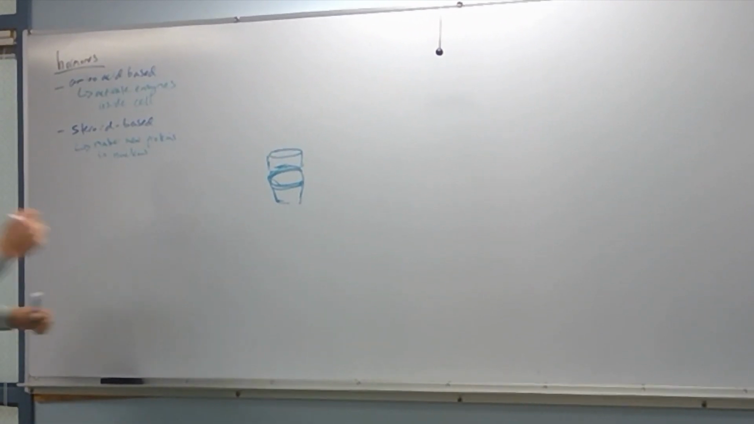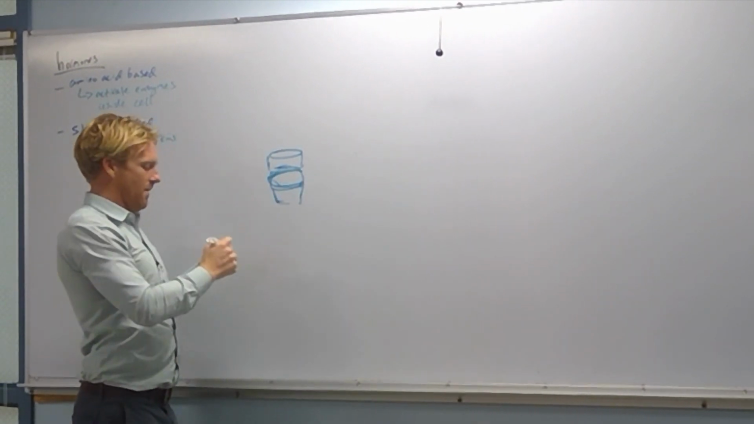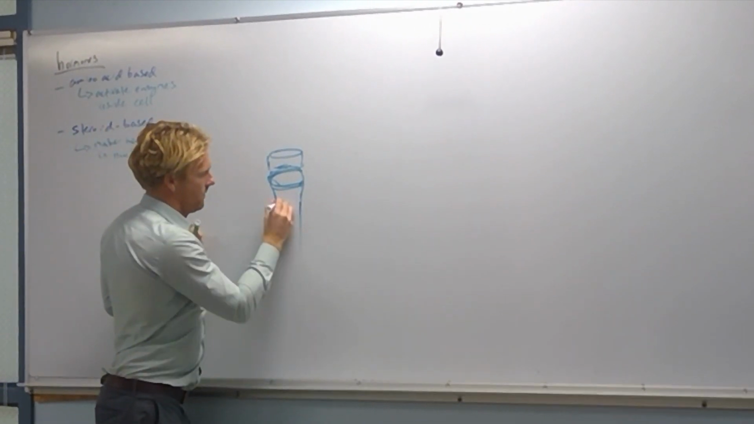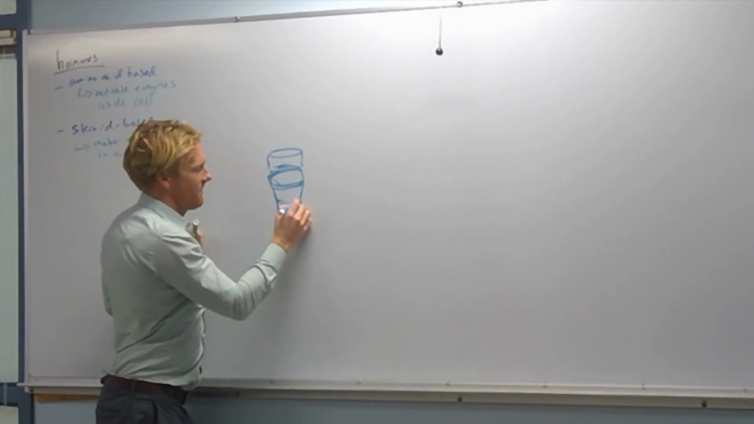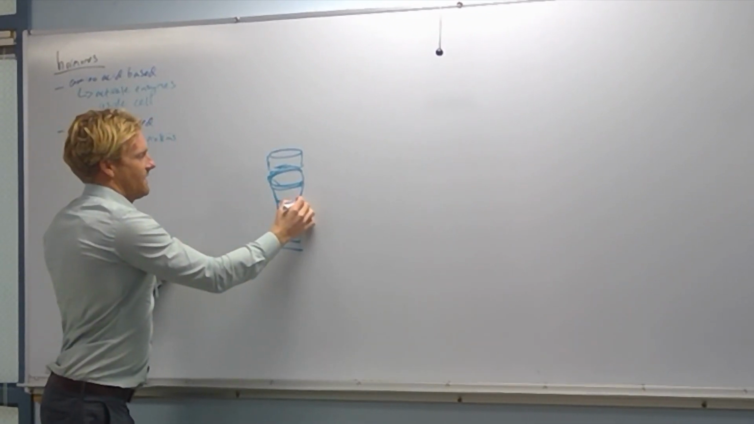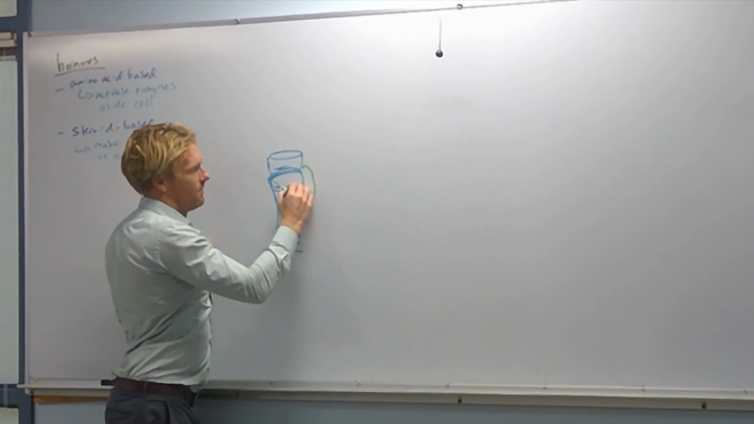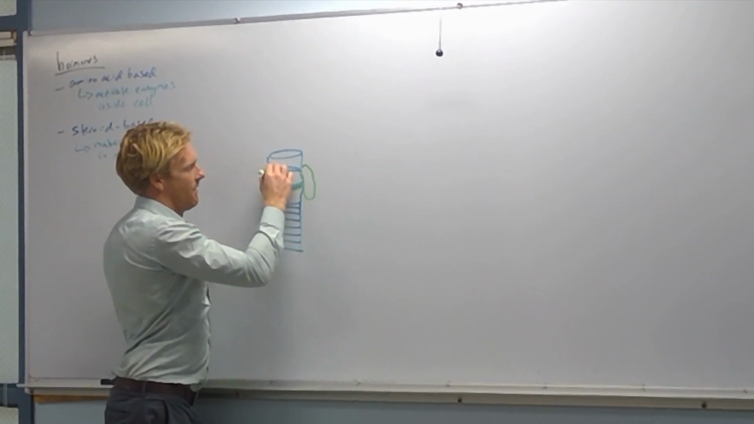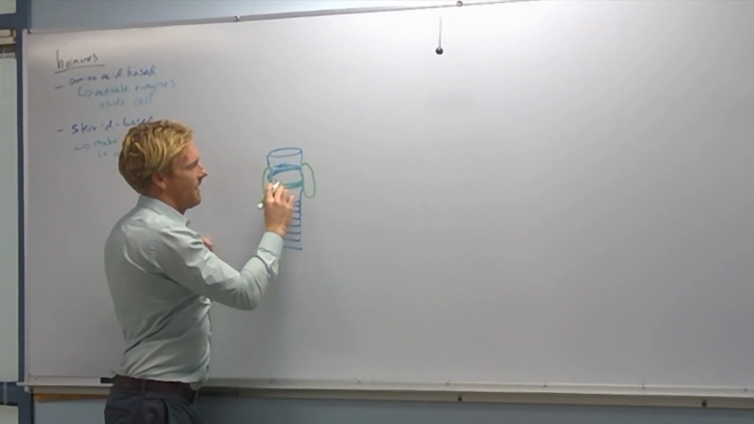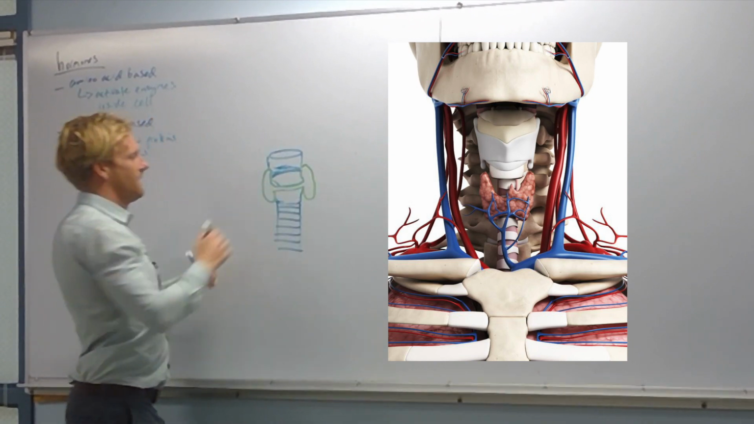The thyroid gland itself, if this is the anterior view of the larynx, and then you've got your trachea down here. What we'll see is that the thyroid is a patch of tissue that hangs out on either side and kind of wraps around the front like that. So this is your thyroid.